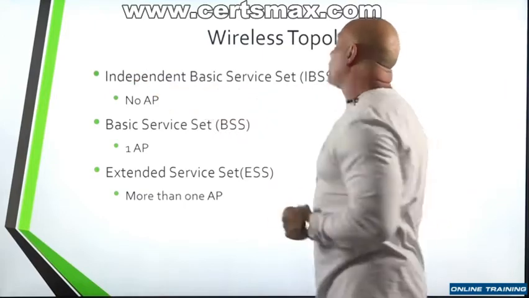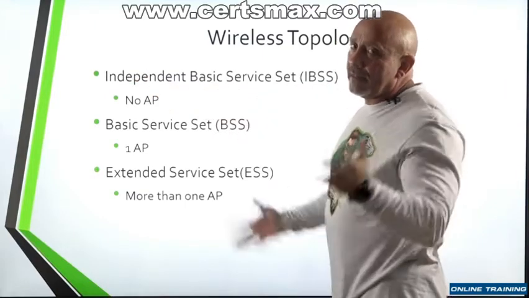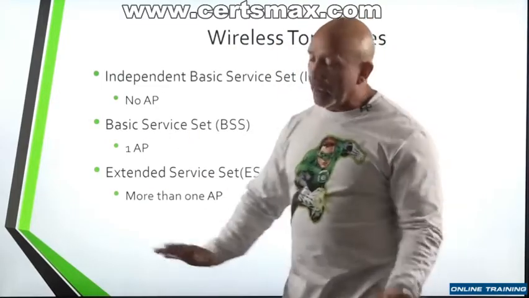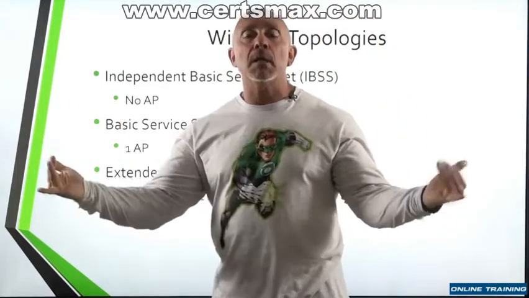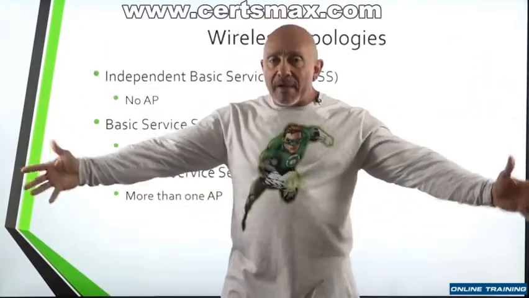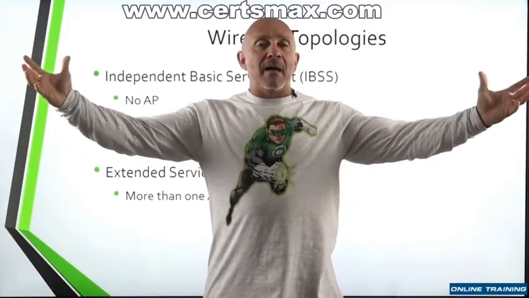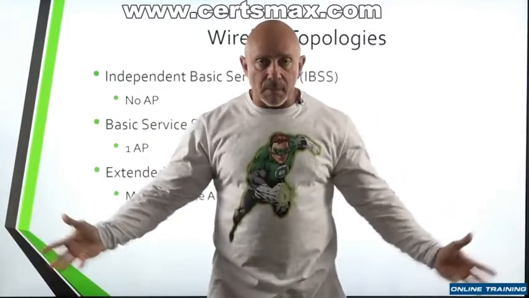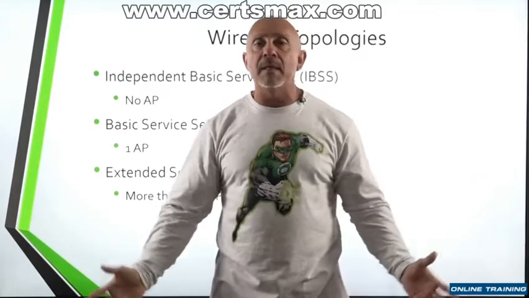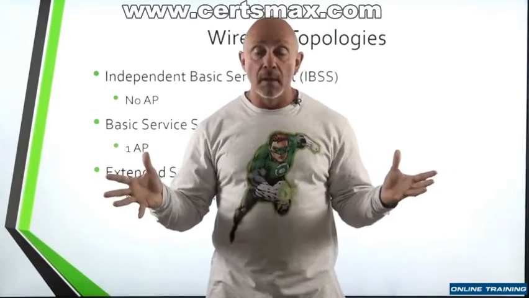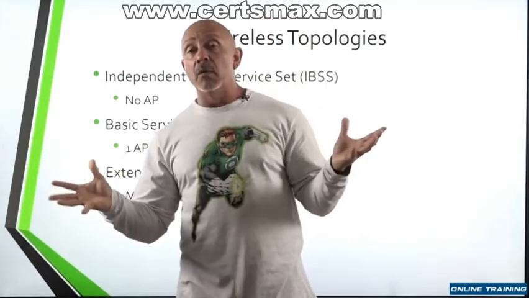An independent basic service set, an IBSS, if they ask you questions like this, there's no AP. None. That's what's called an ad hoc network. An ad hoc network, which means two devices, two laptops, two computers, desktops. They have antennas, NIC cards built in, or you put them in, whatever the case may be, and they talk to each other. So you have an ad hoc network. I have no idea who uses that.